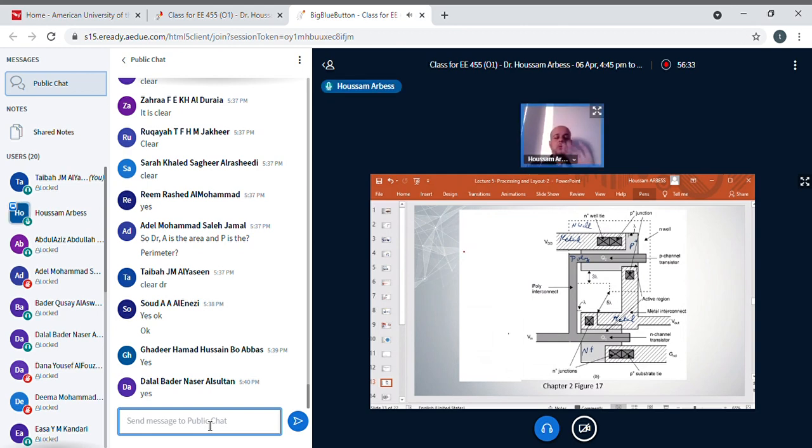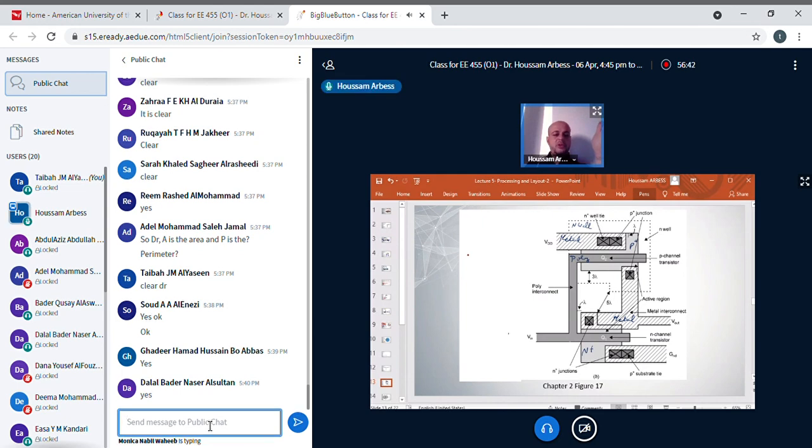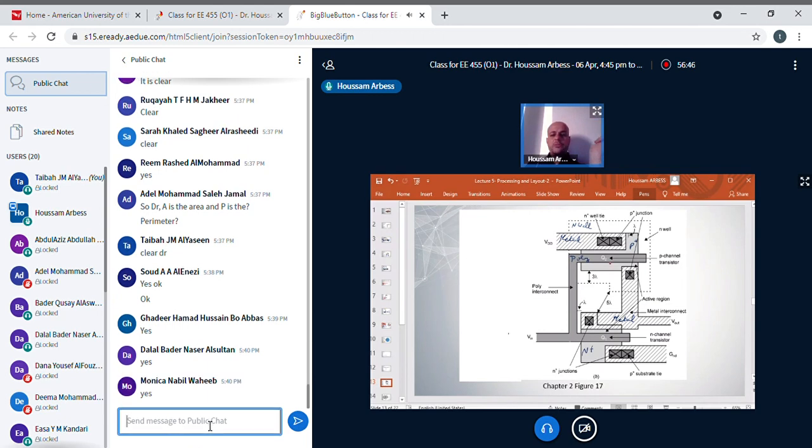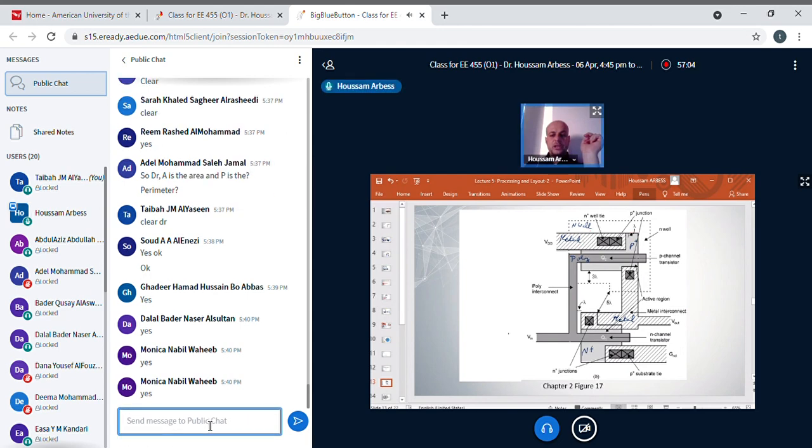What I taught you, well, Monica said, based on the poly, she can know. Right, Monica? That's what you hear. But the poly is encountered with P plus or N plus, let's say with active. What I mean by active is P plus or N plus. The poly here is encountered with active region only in this zone, right?